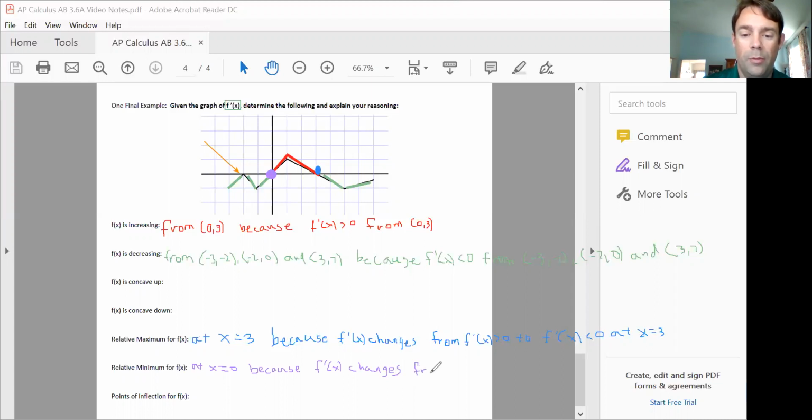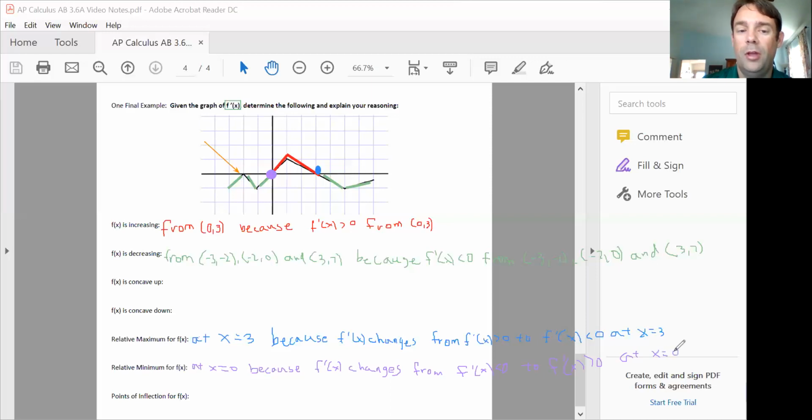We are writing with a mouse, friends, I tell you what. At x equals 0. All right.